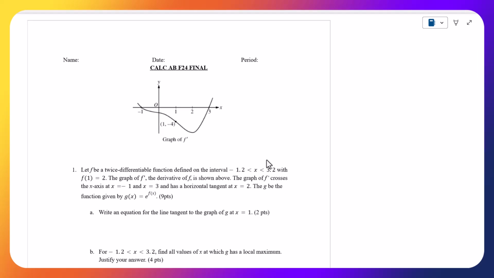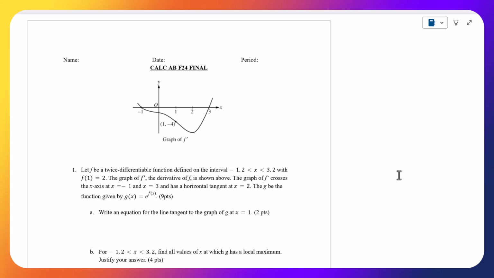Okay, so I'm gonna go through this final and specifically walk y'all through how I would do it and also what I was looking for when I was grading it. So, question one, we're given a graph. What is this a graph of? Well, it tells us this is a graph of f prime.